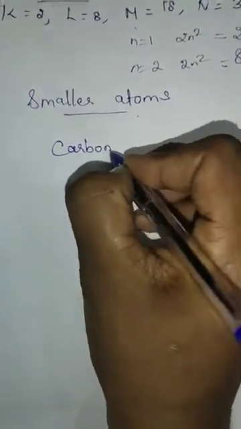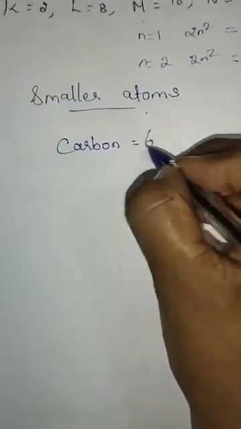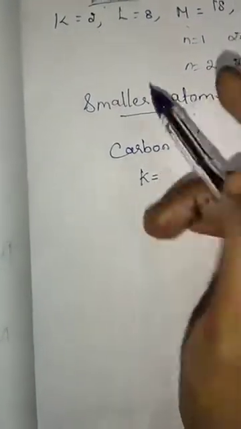First, the smaller atom carbon. The total number of electrons or protons here is 6. How will you write it? First, the K shell. K shell can accommodate only how many electrons? 2. So first we write 2.